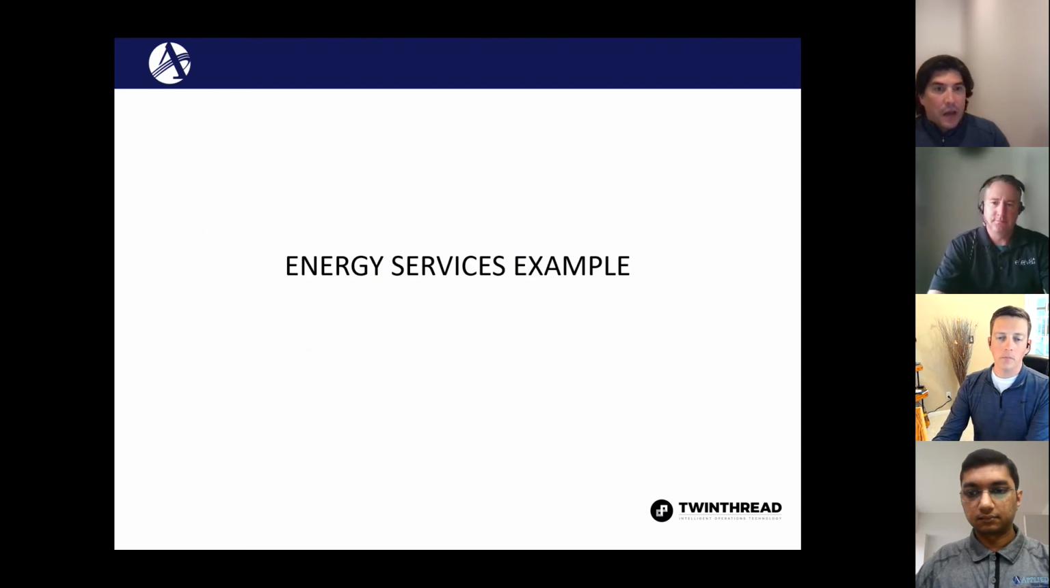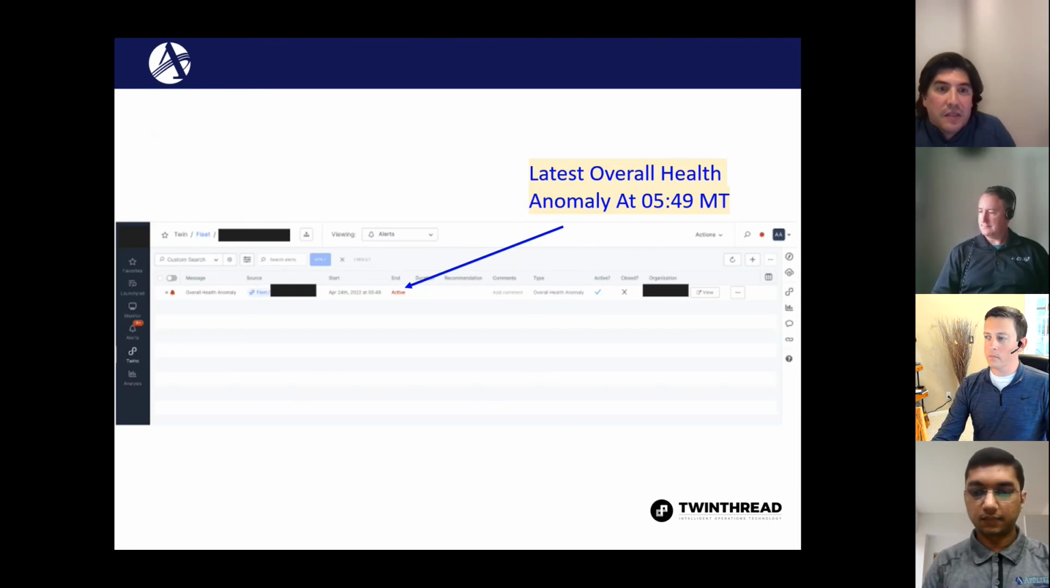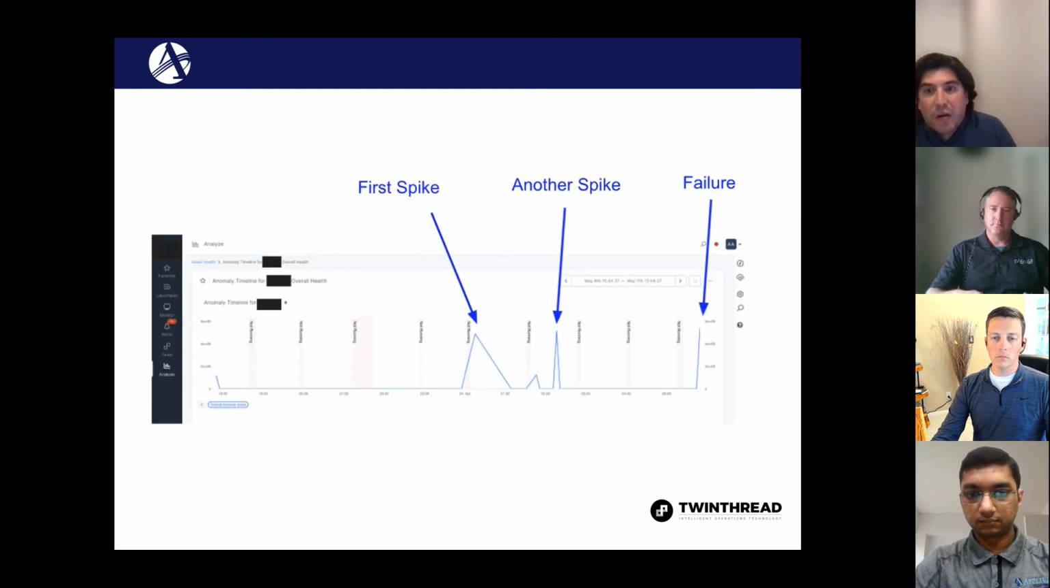Great. So yeah, next slide here. I'm going to walk through an energy services example. So this example comes from a customer of ours, an energy services customer that manages a fleet of hydraulic fracturing pump trucks. And I'll walk through how we were able to flag for a catastrophic failure event using a combination of anomaly detection and predictive models that I mentioned are pre-built into the system as part of our asset-centric applications.